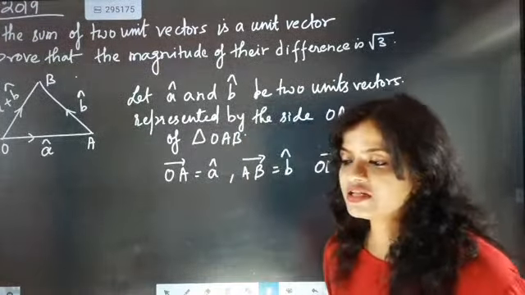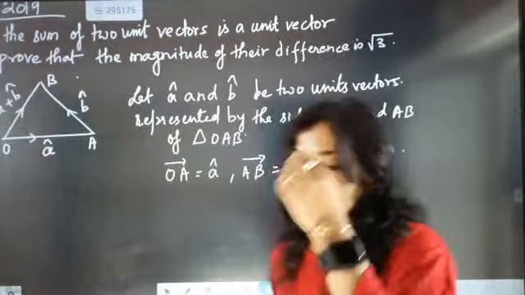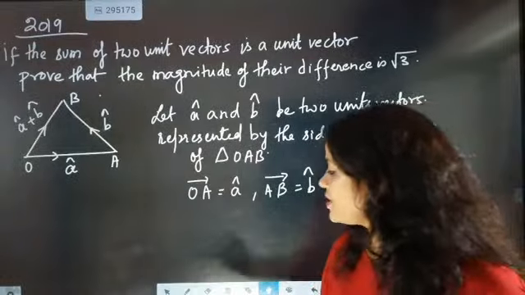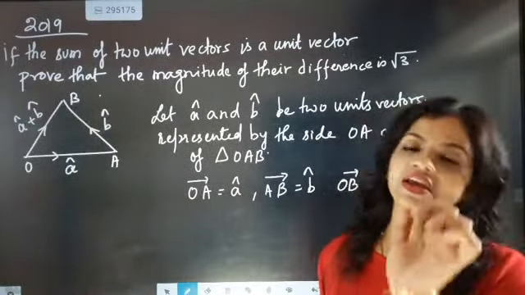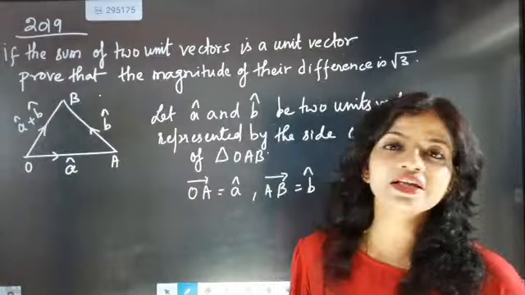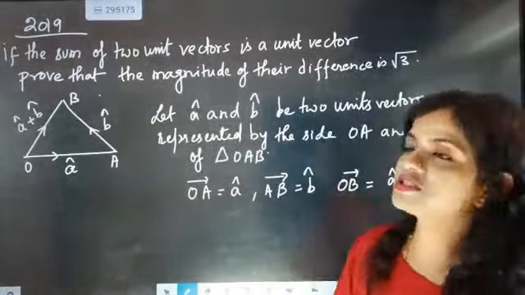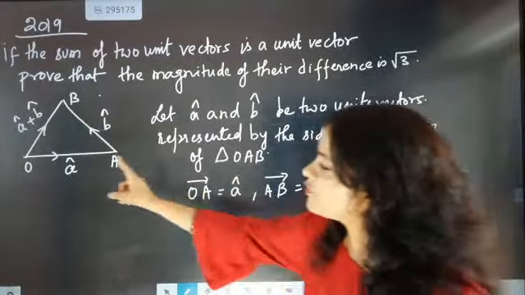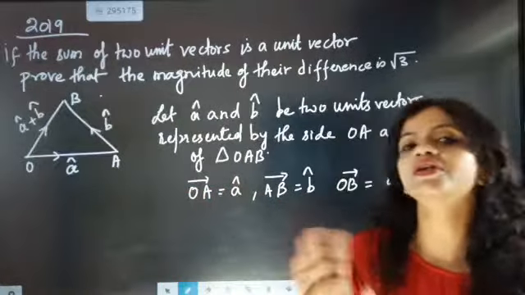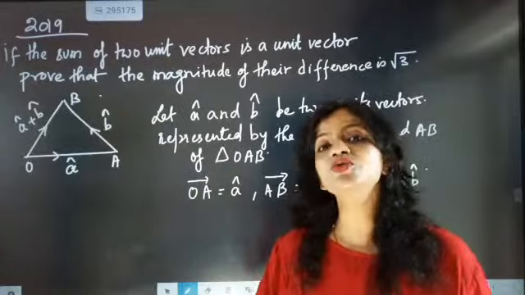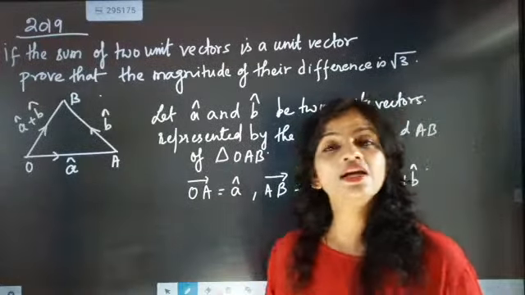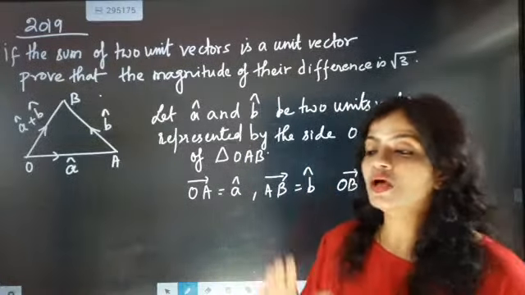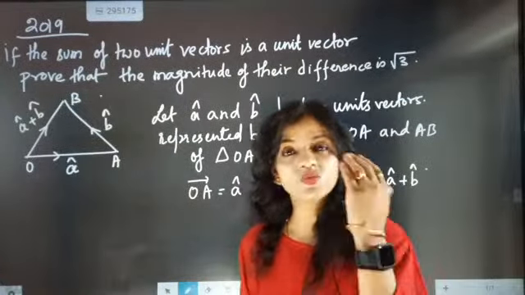Today we have started with a 2019 question. Now beta, in the question itself they have given a very important point: the magnitude of their difference. Two unit vectors are there, and the sum of the two unit vectors is a unit vector, but they are not interested in the magnitude of the sum. They tell us to prove that the magnitude of the difference will be root 3. This is what you have to prove.